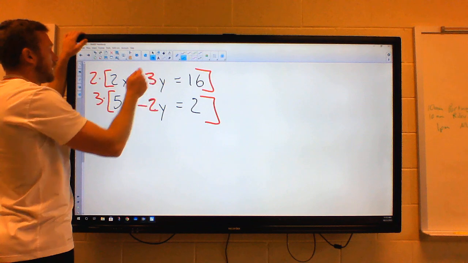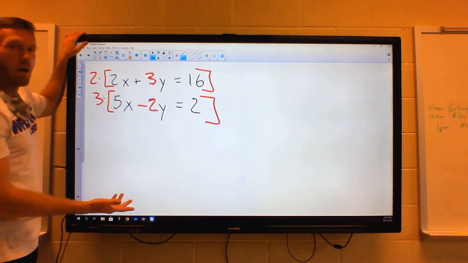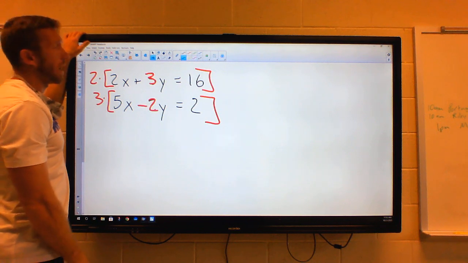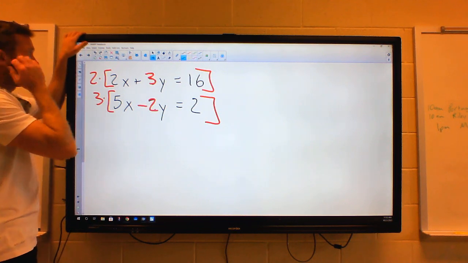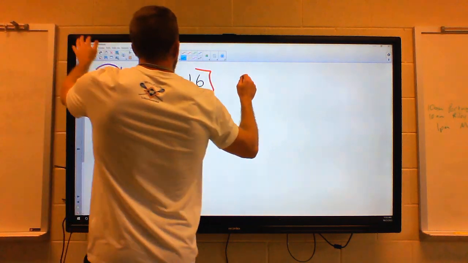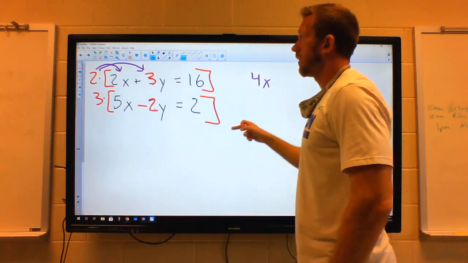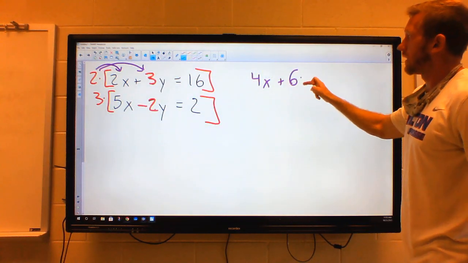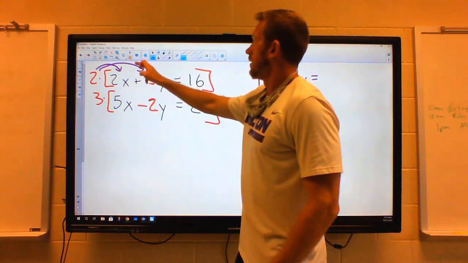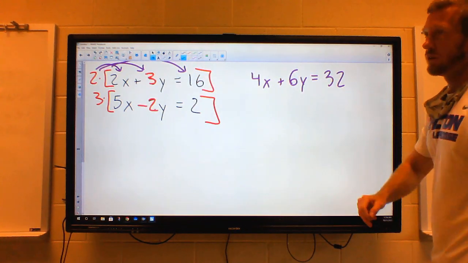So I multiply, because if you notice 2 times 3, 3 times negative 2, we should end up with y coefficients that are equal and opposite. All right, please watch this right quick. 2 times 2x is now 4x. 2 times 3y is plus 6y. 2 times 16 is 32.